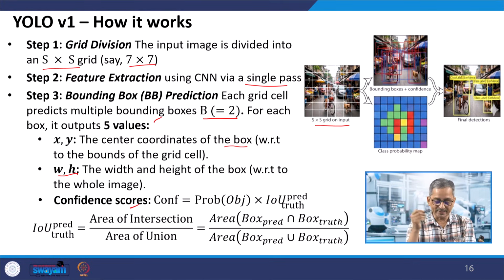So the confidence score is given by the probability of the object multiplied by the intersection over union. The intersection over union is basically the ratio of the area of intersection divided by the area of union. So this is how it is defined.